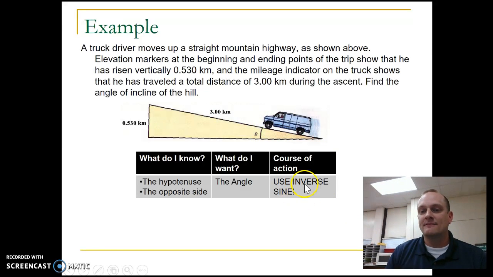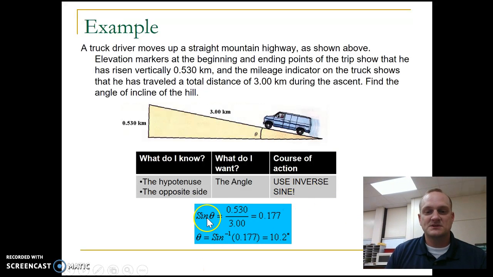But I want to find the angle, right? So I actually need to use the inverse of the sine. So sine of theta is the opposite side, 0.53, divided by the hypotenuse, which is 3. That gives me 0.177. And then theta is going to be the sine inverse of that number, 10.2 degrees.